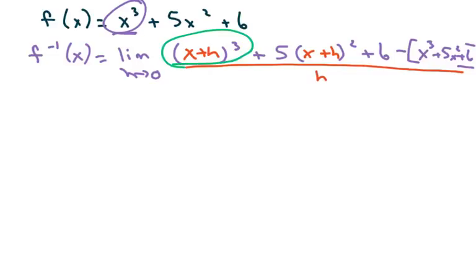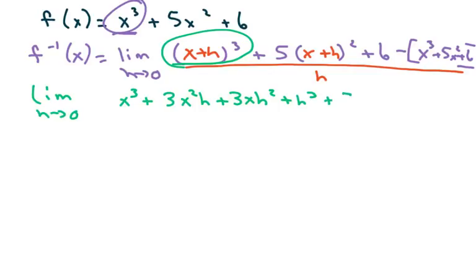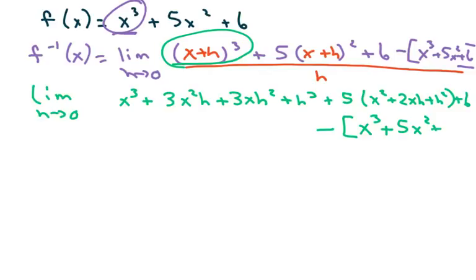Now, this is the part you're going to take my word for. If you had sequences and series, and you know Pascal's triangle, you know this is going to be x cubed plus 3x squared h plus 3xh squared plus h cubed. And then we have to do this part plus 5 times x squared plus 2xh plus h squared plus 6 minus your whole function. All of this would be all over h. Okay, so let me try to make it a little smaller.